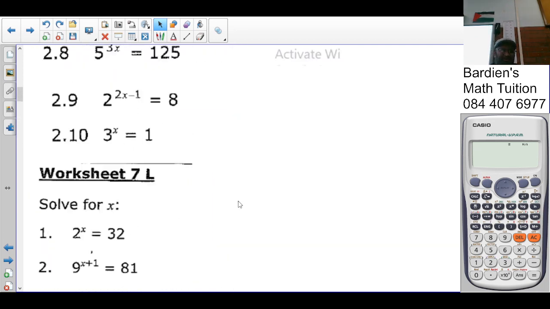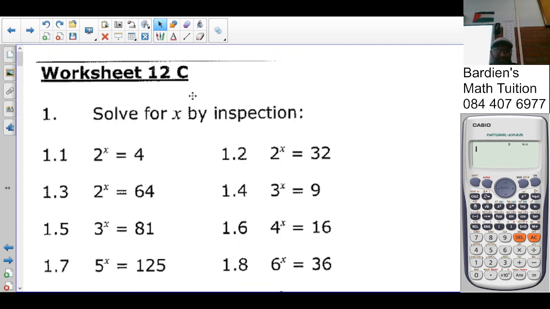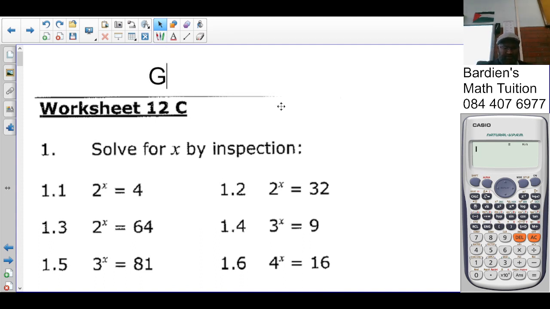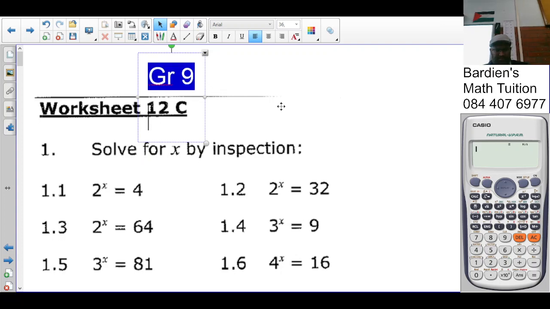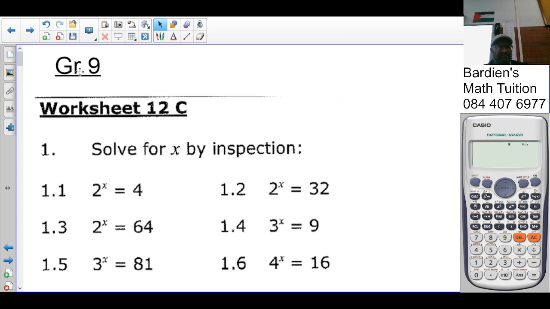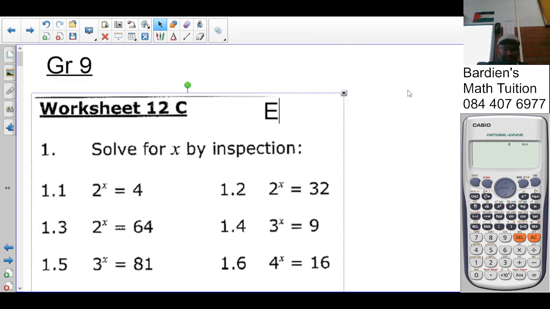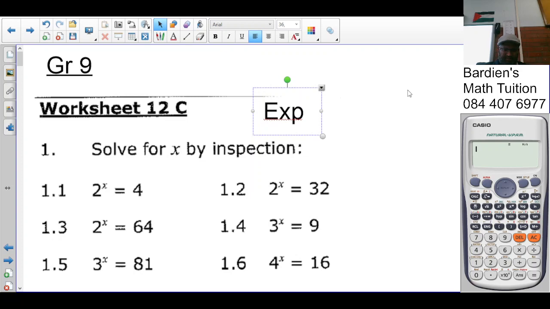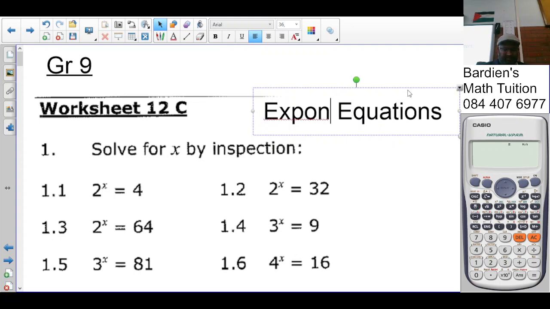People have a seat. We're going to start now shortly. Exponential.